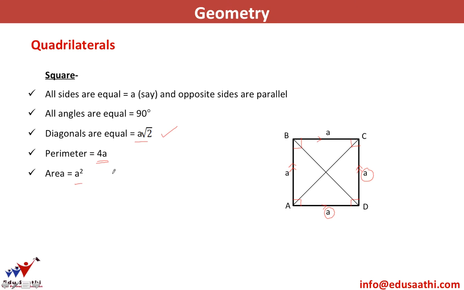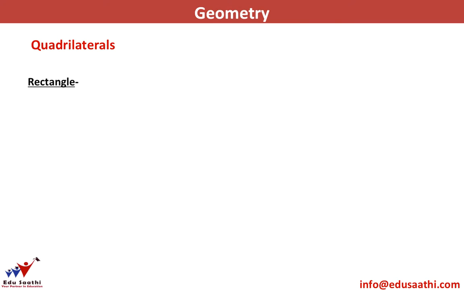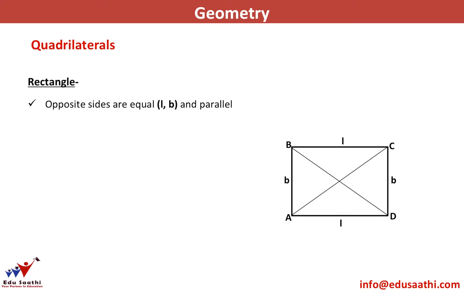If you remember, the general formula is base into height. Base is A and height is also A, so I get the formula A square. The next type of quadrilateral that we'll be discussing is a rectangle. A rectangle has 4 sides, but only opposite sides are equal and parallel.